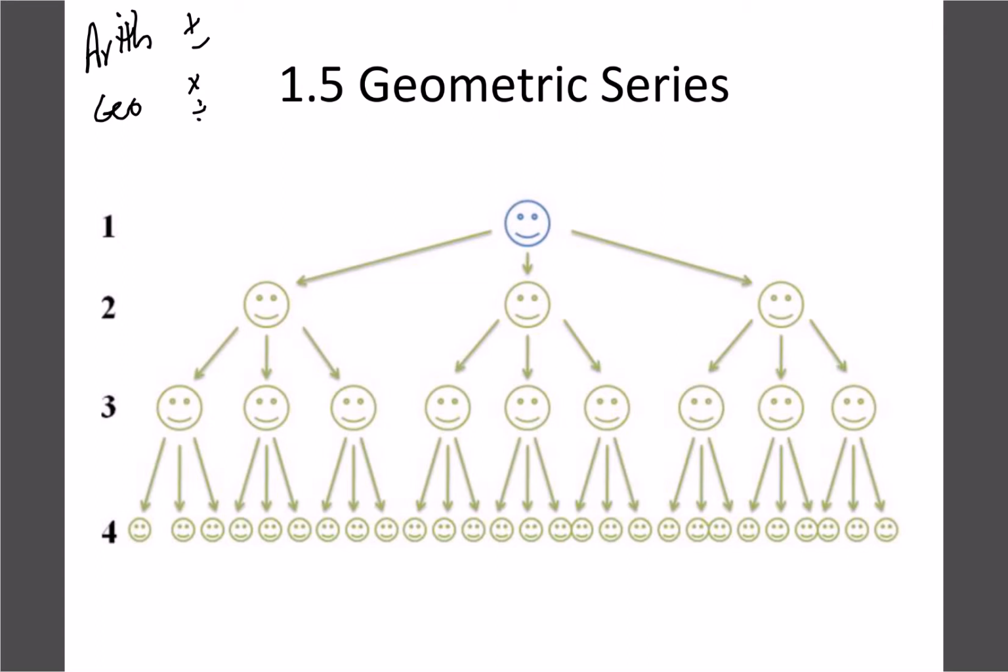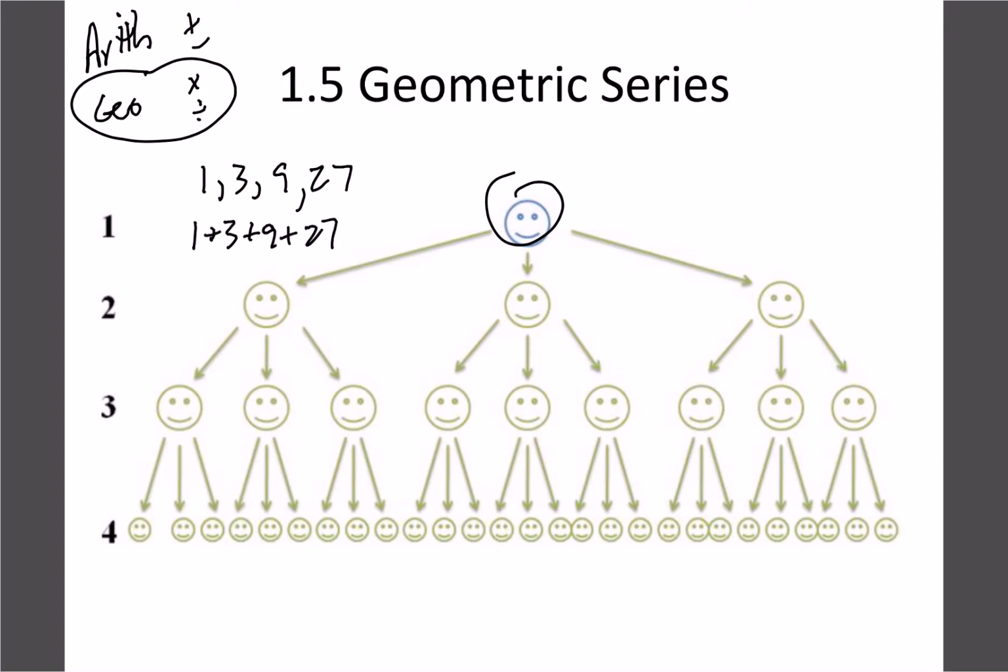So the same thing applies here. We're looking at sequences that multiply or divide, and now we're looking at adding everything up. Picture one person who tells three people, so you'd have three more, and then they each tell three, so that'd be 9, then they each tell three more, so we get 27. The question is how many people know. In this case we'd have 1 plus 3 plus 9 plus 27, which would be our geometric series.